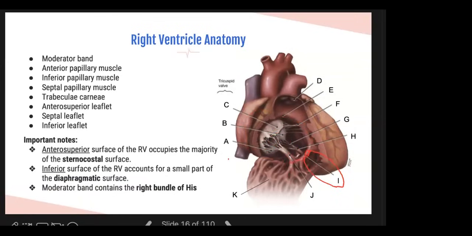This is a piece of muscle in the right ventricle. And again, we said this is the pulmonic valve, of course. And this right here is the rough muscular area of the right ventricle. It has a special name as well, and it's called the trabeculae carneae. This helps allow the right ventricle to contract forcefully and give enough blood towards the pulmonary trunk and to the pulmonary arteries.